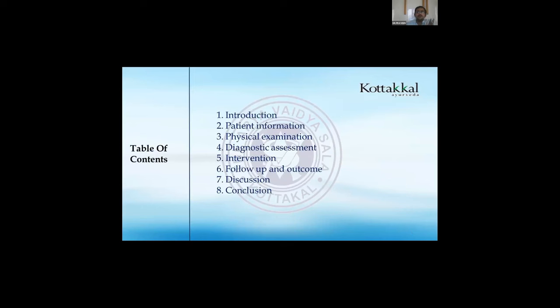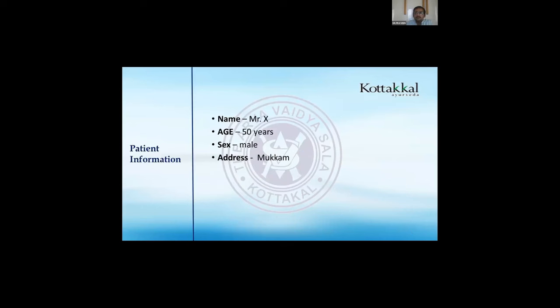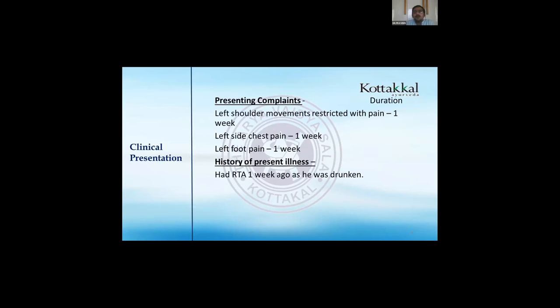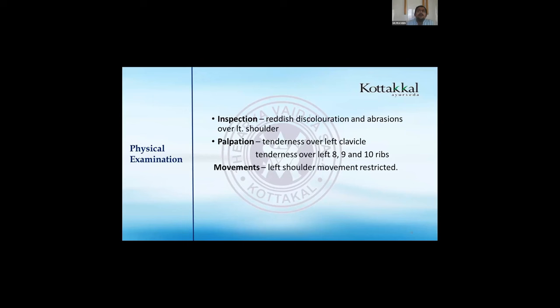Okay. So coming to the first case, this is a 50-year-old male. He came from a local area called Mukkam, and he presented with left shoulder restriction of movements and pain. He also presented with left-sided chest pain since 1 week and left foot pain. On history, he had an RTA. On inspection, we saw reddish discoloration and abrasions of the left shoulder. On palpation, we found tenderness over the left clavicle and over the left side of the chest in the rib region. And movements are restricted.